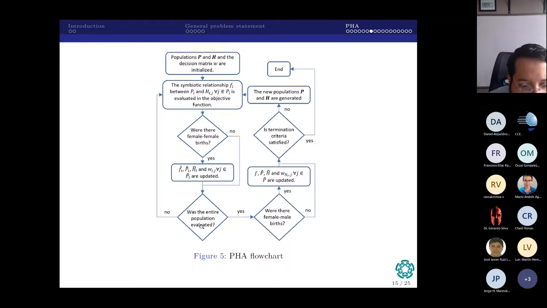And the second question is, was the entire population evaluated? Yes. Were there female and male birds? Yes. The elite population is updated. Is the termination criterion satisfied? Yes. And in the other case, the populations P and H are generated.